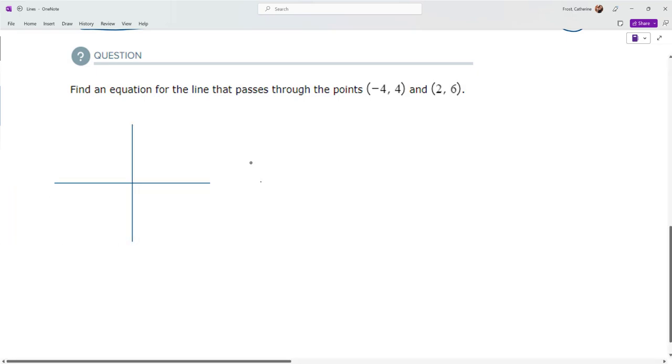Okay, so let's see. 1, 2, 3, 4, 5, 6. 1, 2, 3, 4, 5, 6. And try and make your little tick marks as even as possible. I have a harder time with that on the computer. Okay, so 2, 6. 2, 6. 1, 2, 3. Yeah, okay. Right here. And then -4, -4. I don't know why I went backwards. No, -4, +4.